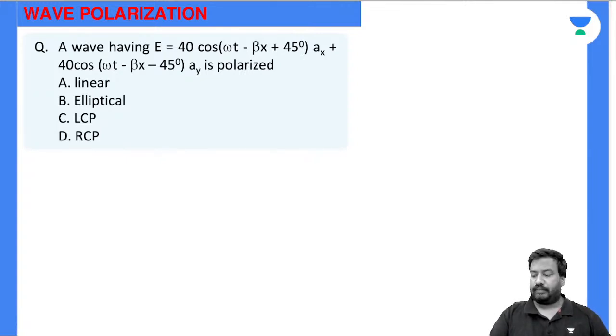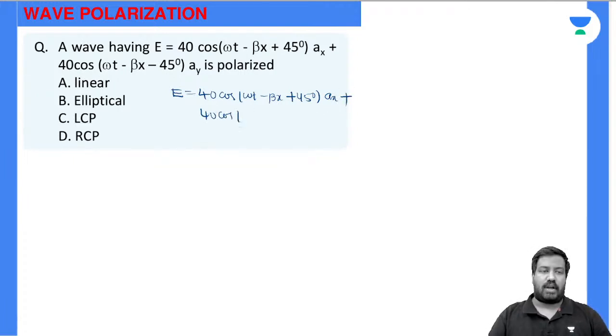Try and solve this, dear. Anyone can tell the answer? Bhaskar, Prakash, anyone? What is the polarization? Given is 40 cos(omega t minus beta x plus 45 degrees) ax, and 40 cos(omega t minus beta x minus 45 degrees) ay. They are asking what is the polarization?